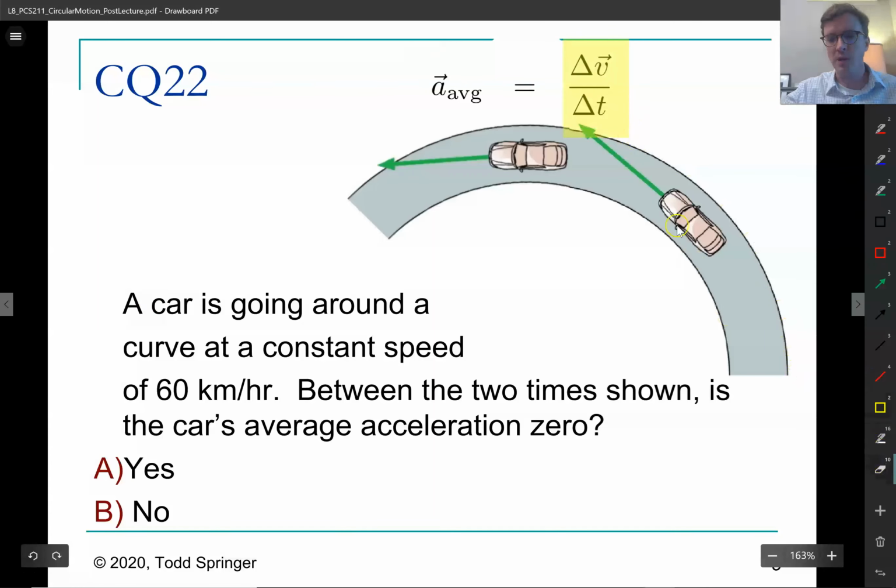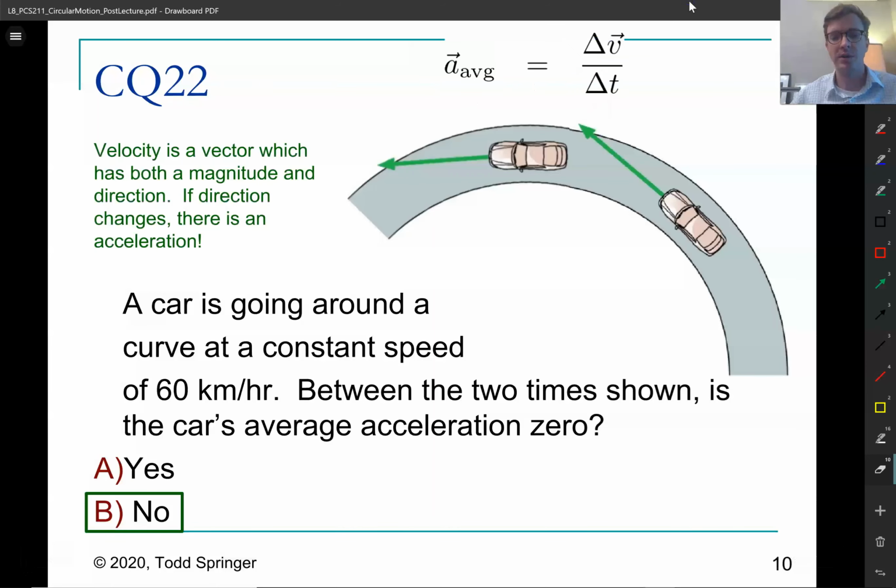Now, you might be worried that the car is traveling at a constant speed, so doesn't that mean that the velocity is not changing? That's not right. Remember, velocity is a vector, so it has a magnitude and a direction. The magnitude of the velocity is not changing because the speed is staying the same, but the direction is clearly changing, right? If the direction is changing, the vector is changing. And that means that the velocity is changing here, so you do have an acceleration. The answer to "is the car's acceleration 0?" is no, it has acceleration because the velocity changes.